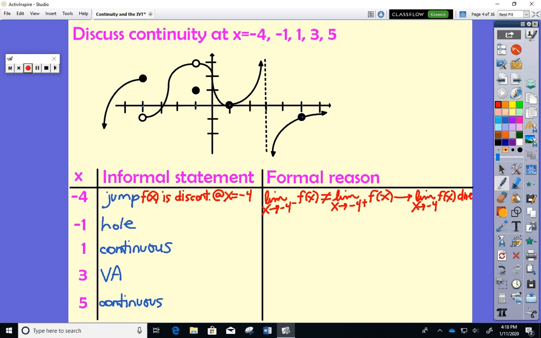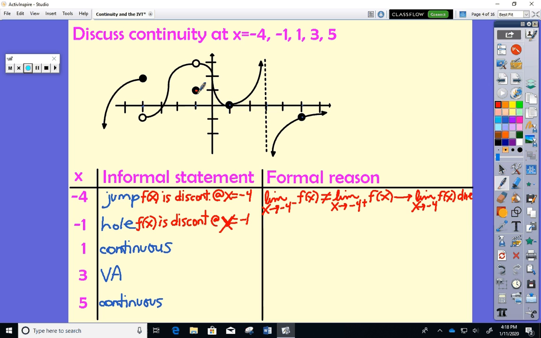All right, we'll take a look at x equals -1. So I've already said that f of x is discontinuous at x equals -1, and my informal reason is that there's a hole in the graph. But again, take a look. Is the issue that f of -1 does not exist? Well, no, because I see there's a point -1, 1, so f of -1 does exist.